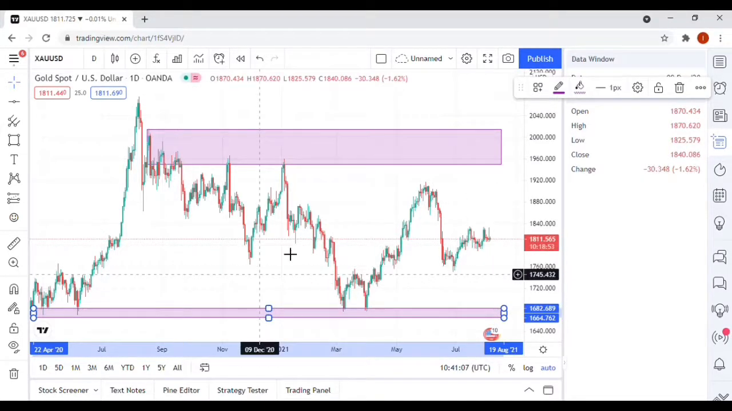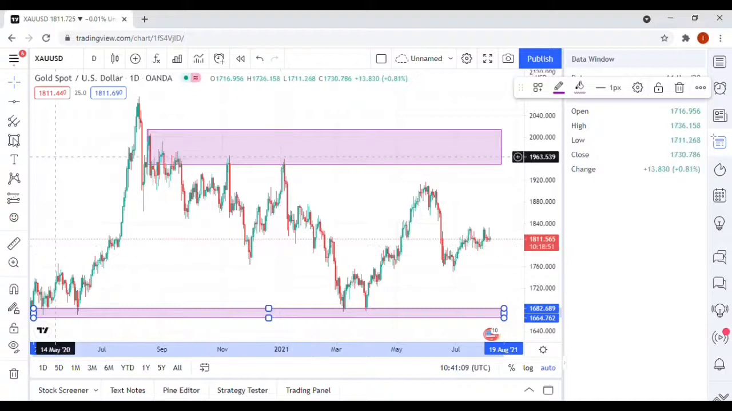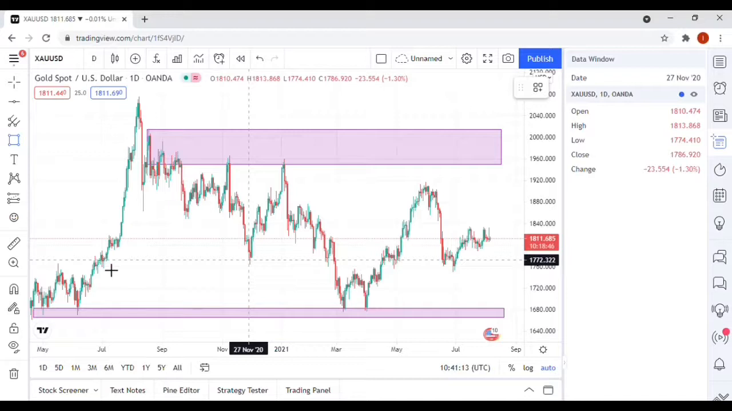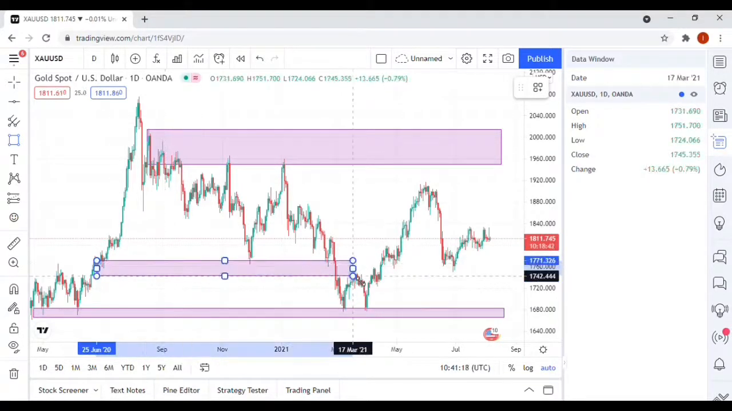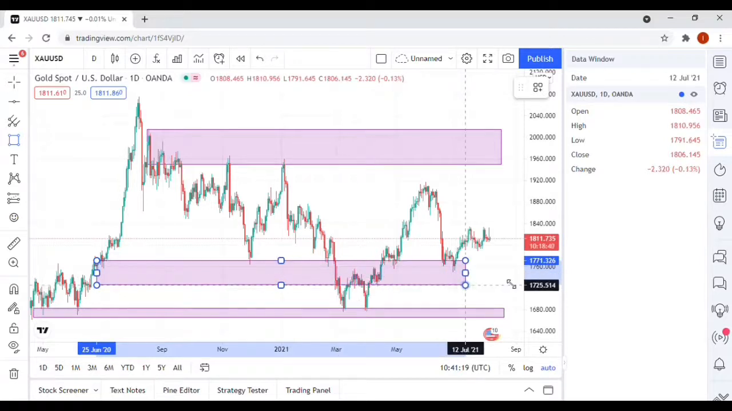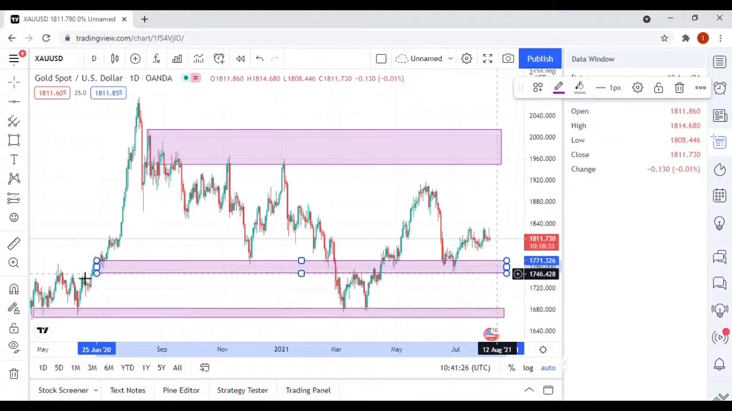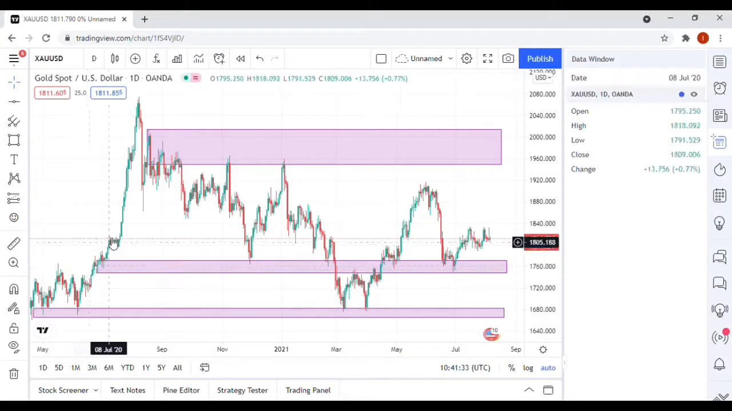We can also take into account this area here, because we can see that price has actually been holding right here, right in this area here. We can see that price has actually been maintaining its structure in this area. So yeah, let's just say that is our demand area.